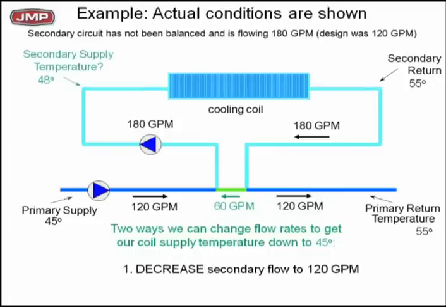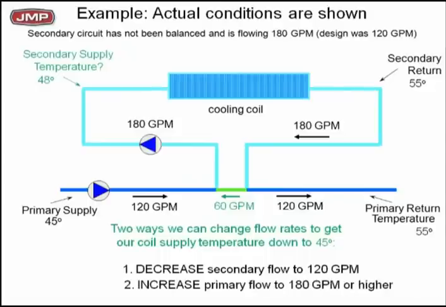I hope you would consider decreasing the secondary flow rate by putting a balancing valve or circuit setter on it and balance it to 120. Because if you do decrease the secondary flow rate to 120, you will reduce the chill water supply temperature to 45 degrees. Unfortunately, what a lot of people might say is, I don't have enough 45, and they're going to increase the primary. When you do that, you got a mess.